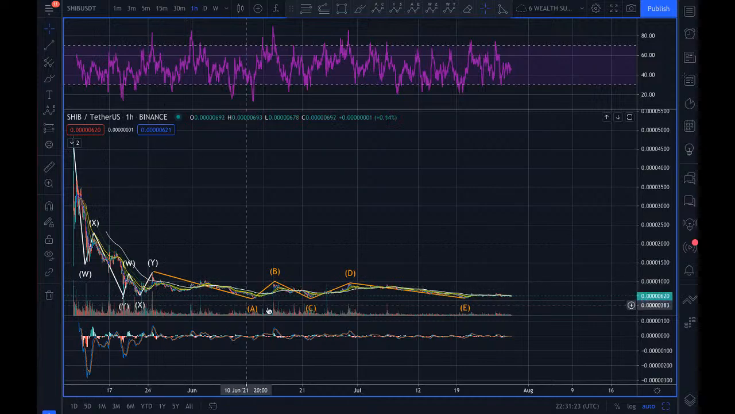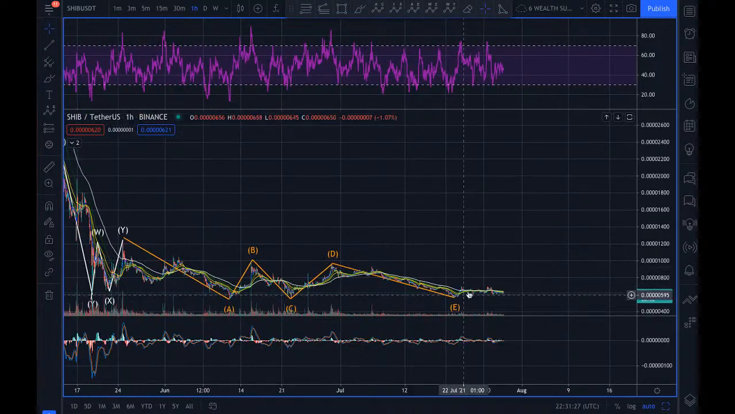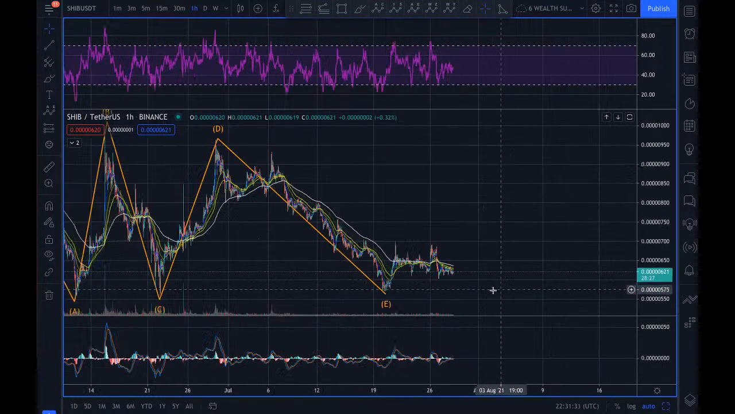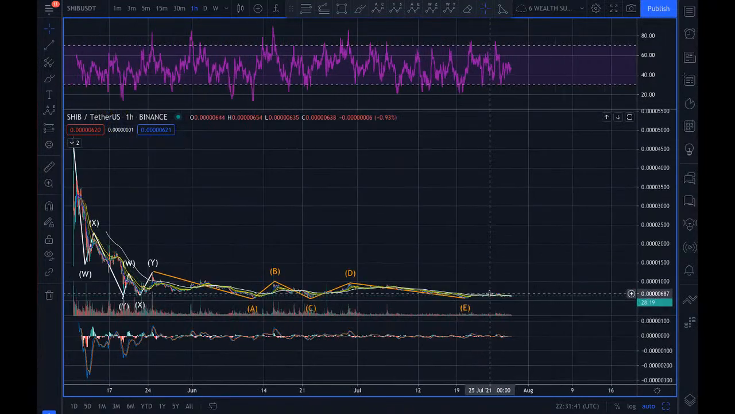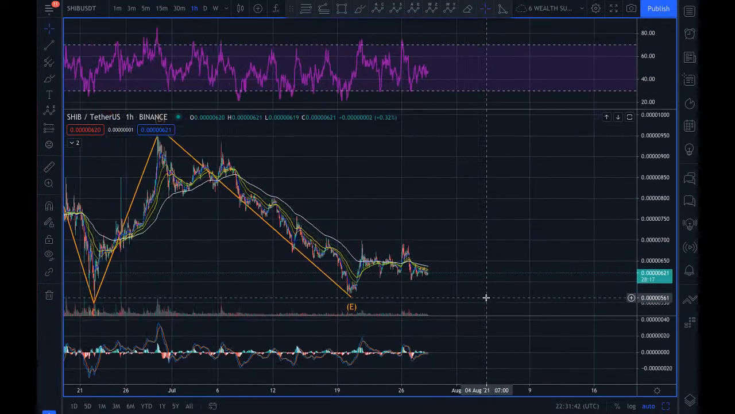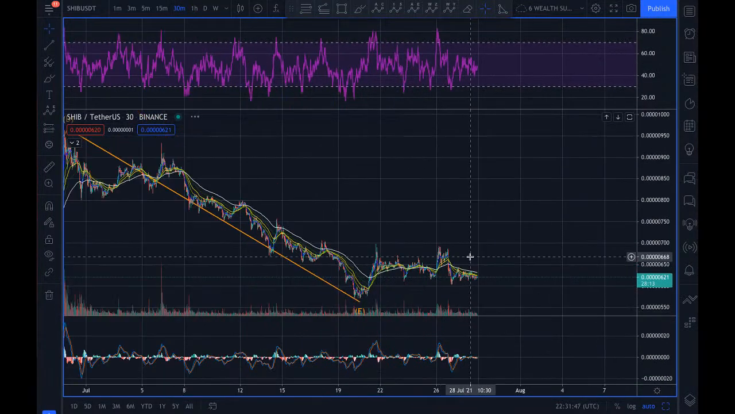So right now it's already done a double correction, it looks like. And now it could just make a 1, 2, 3. It could pop up right here somewhere. 1, 2, 3. Maybe it already did. 1, 2, 3. And now it could go into a new pattern. Doesn't look like a buy opportunity to me. Looks like a gamble.